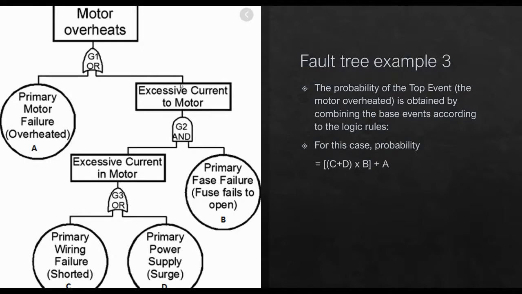Okay, so this one is the OR gate, and the expression for the OR gate is plus, the plus of the inputs. So we have this input A here, and the other input, which is C plus D multiplied by B. Because it is an OR gate, we just add A. This is how we derive this expression.